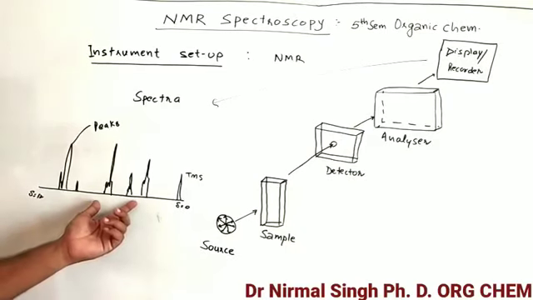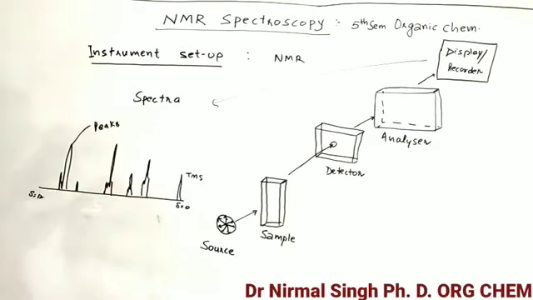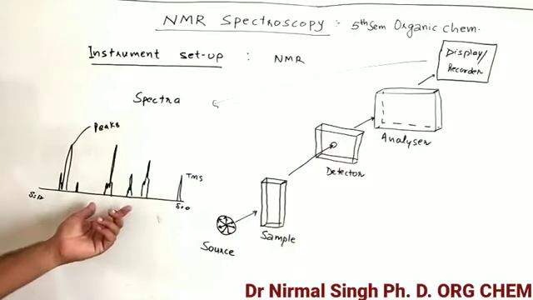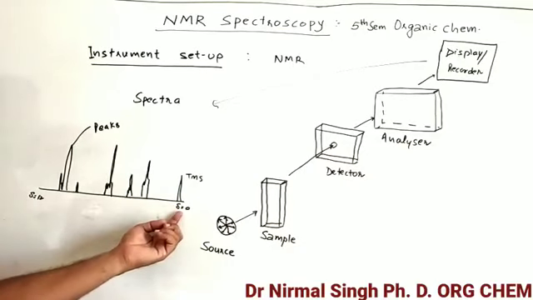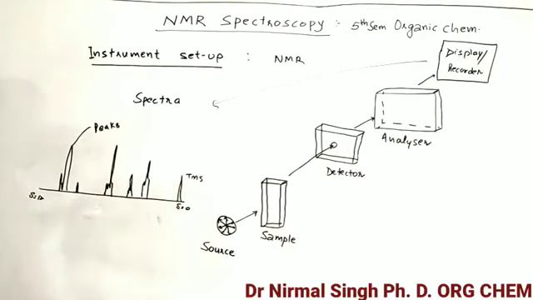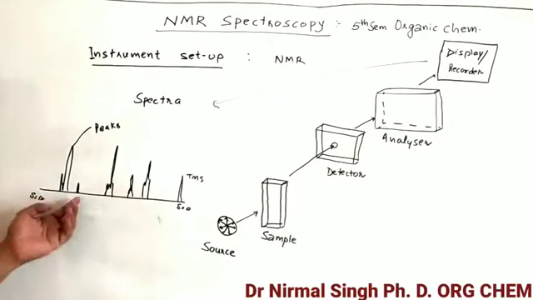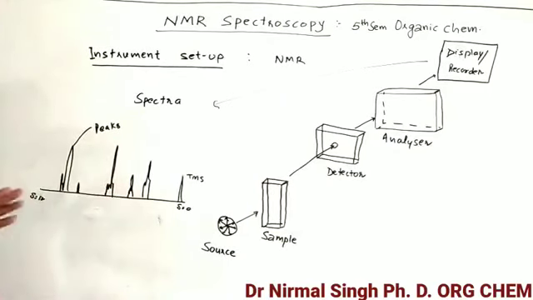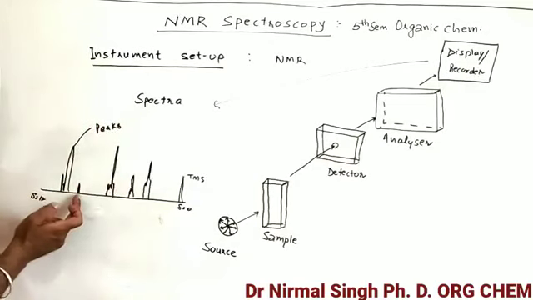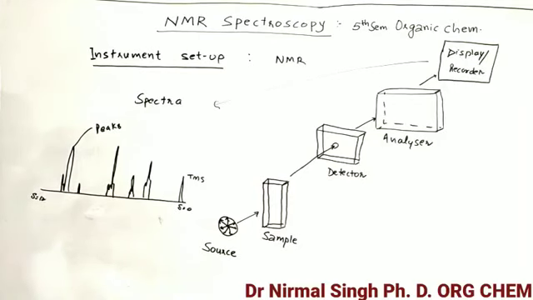So this is the spectra which we get, just like an ECG. When we do an ECG at the hospital, we get a strip of paper with lines going up and down. Here we get a spectra of this type. At the end we have a small peak at delta 0, that is of TMS, tetramethylsilane, and we will discuss why it is used and where it comes from. These are the various peaks with different intensity. Some have more intensity, some have small intensity. That depends upon the nature or structure of the organic compound.